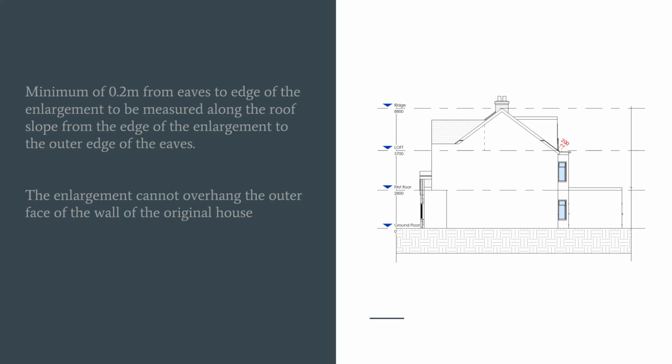Let's go further into this. The minimum of 0.2 meters needs to be left from the eaves, i.e. your hanging tiles. It needs to be 0.2 meters away from that. So if it's further out, so for example if it's 100 mil, again this will fail under permitted development Class B.